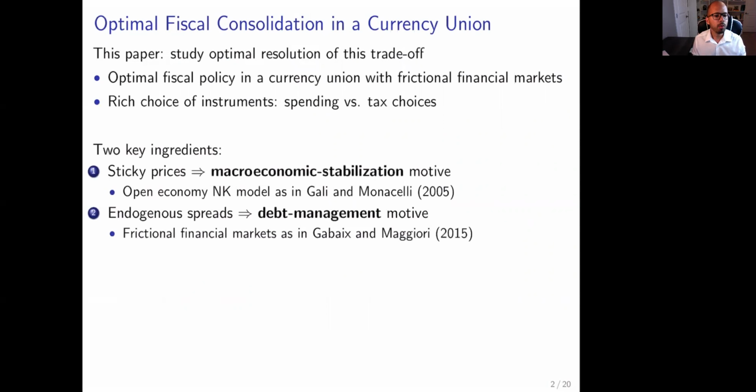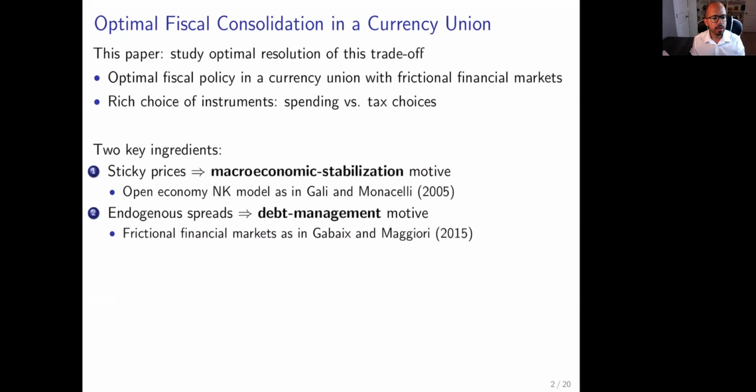I consider an environment with two key ingredients. First, sticky prices, which give rise to a macroeconomic stabilization motive for the social planner, who wants to use fiscal policy to stimulate the economy and alleviate the inefficiencies created by the lack of demand. We do so by considering an open economy model as in Galí and Monacelli.